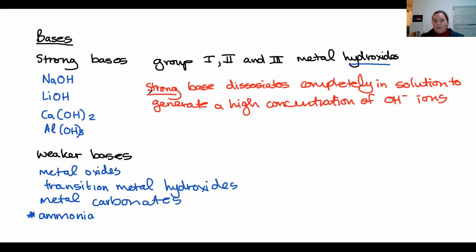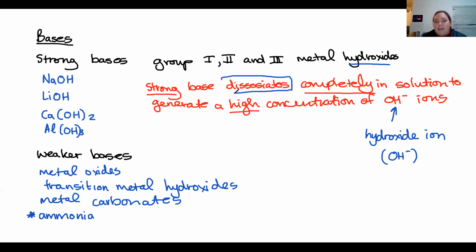A weak base will dissociate only partially in solution to generate a low concentration of hydroxide ions. Now you need to be fully aware of the fact that this is your hydroxide ion. Okay, so your hydroxide ion is your OH minus. If you use the word ionize instead of dissociate, there isn't going to be a penalty. But you cannot say that an acid dissociates. Dissociate means to split apart.